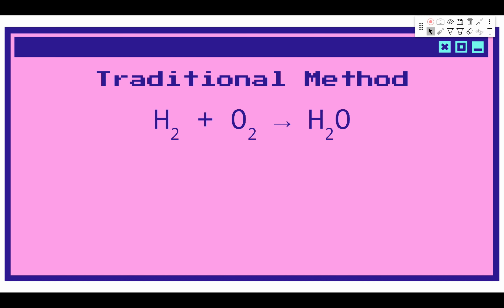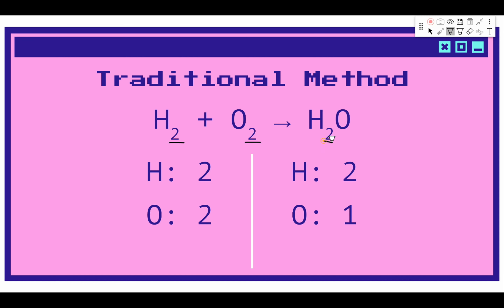The first step is to count the number of each type of atom on each side of the equation. So here, in the reactant side, I have two hydrogen atoms and two oxygen atoms. In the product side, I have two hydrogen atoms and one oxygen atom. Now, it is important to note that whatever is done here must reflect in your equation. Okay? Now, as you can see, the number of hydrogen atoms are balanced, 2, 2. But the oxygen atoms are not.